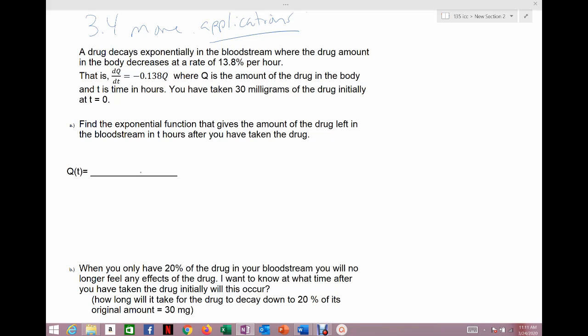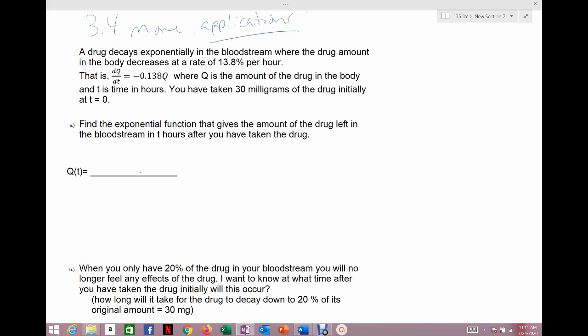So it satisfies the differential equation: the change in quantity over time is negative, because it's decaying, 0.138, because the percent is a decimal, times how much we have in our bloodstream. Q would be the amount of drug in the body after time t in hours.